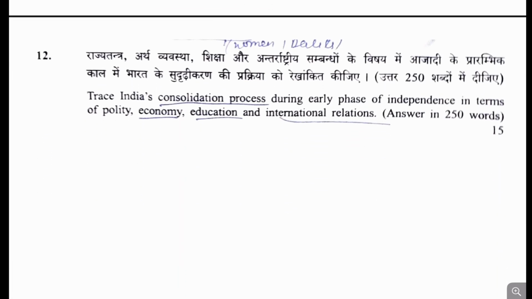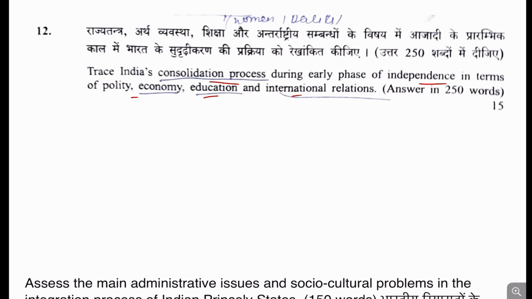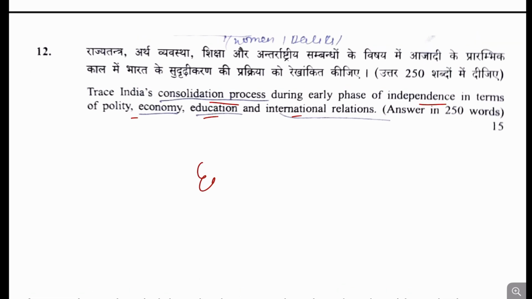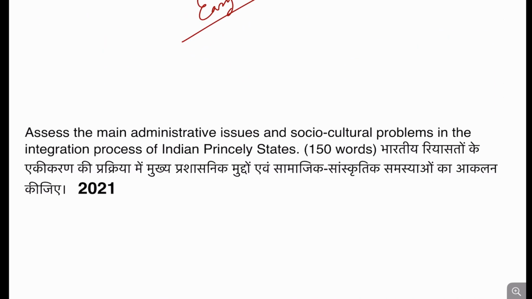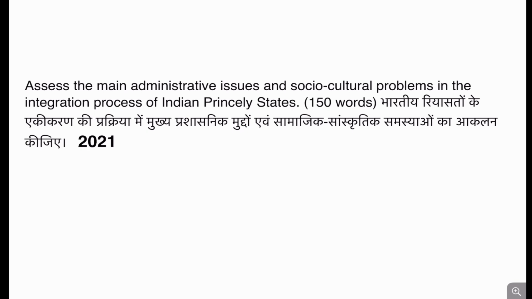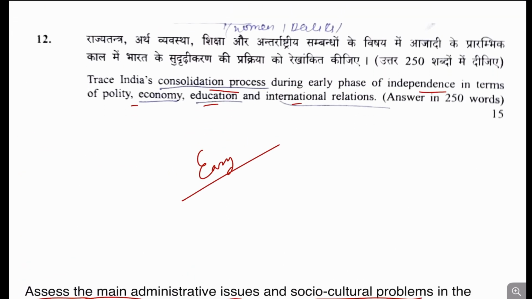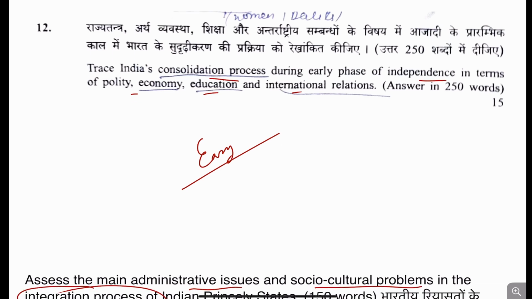So this was about question number 11. Now moving to question number 12. Trace India's consolidation process during the early phase of independence in terms of polity, economy, education, and international relations. Yes, this question is again on the easy side, because this type of question is largely expected, right? Previously, in 2021 also, a question came with respect to the administrative issues and socio-cultural problems which were faced by India during the integration process of princely states. So this type of question is fairly easy because it is largely prepared by all the aspirants. So this was the analysis about question number 12.